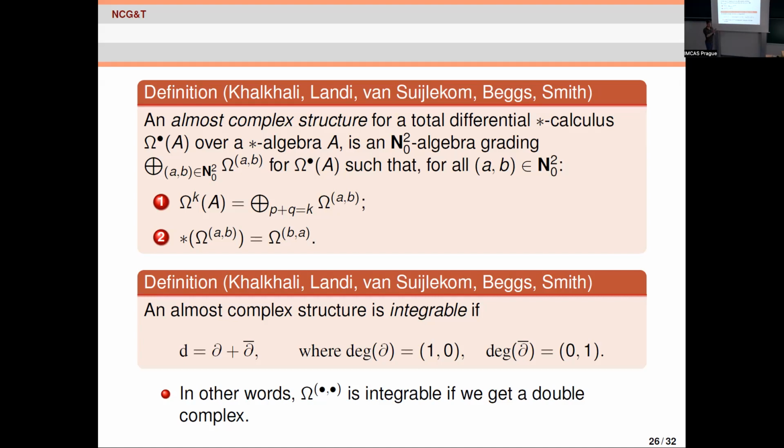So it should just be that when you take d of a form, you will have a piece that lands immediately up to the right, immediately up to the left, and nowhere else. Then this thing is called integrable. In other words, we will get a double complex from this. Why is this interesting? Why do we split it up into two parts? Because classically, any complex manifold will have one of these. Sorry, an almost complex manifold is a manifold with one of these on its de Rham complex. Any complex manifold will have one, but having one of these does not guarantee that your manifold was complex, that the transition functions on your manifold were holomorphic.